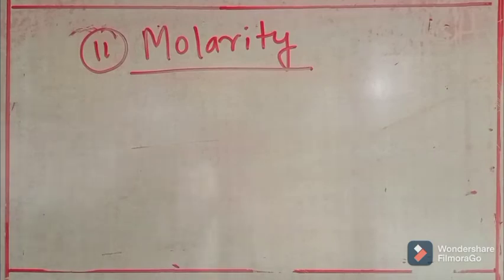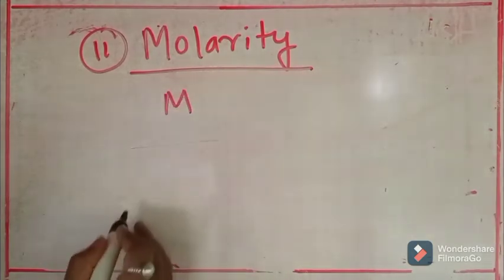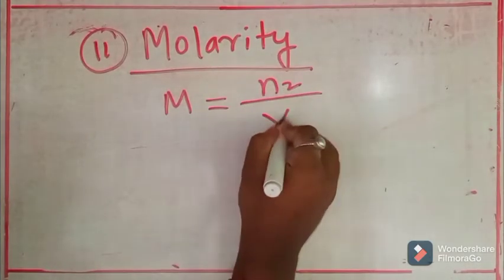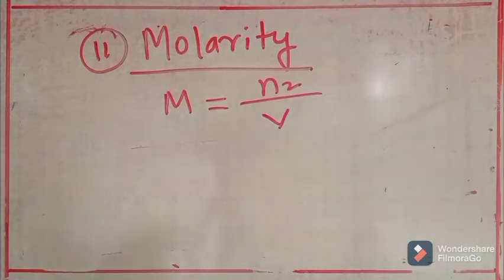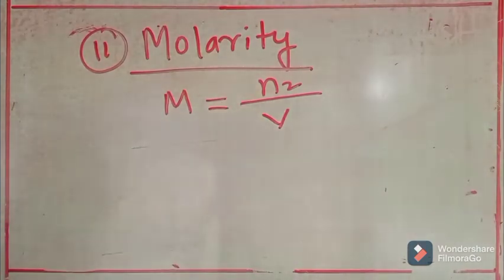Now we will discuss molarity. So what is molarity? Molarity is generally represented by capital M. It is equal to N2 by V. What is N2? N2 is the moles of component 2, and in that case we generally define component 2 as the solute.